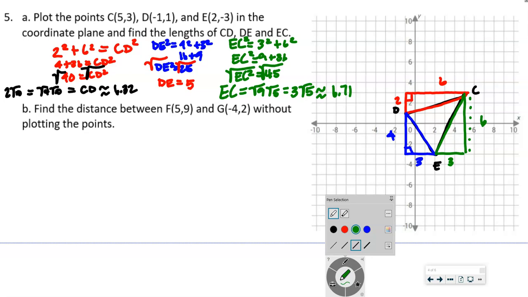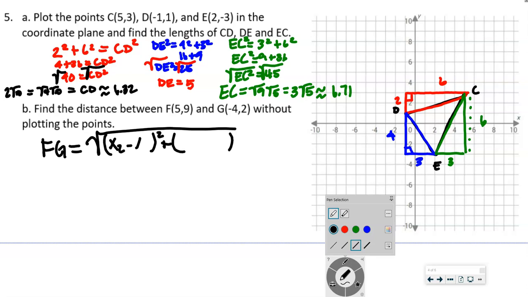Then the next one says find the distance between F and G without plotting the points. So that means we're going to use the distance formula, right? So we're going to find FG, the length of that. So to do that, we're going to use our distance formula. That means we're going to do x2 minus x1, y2 minus y1.